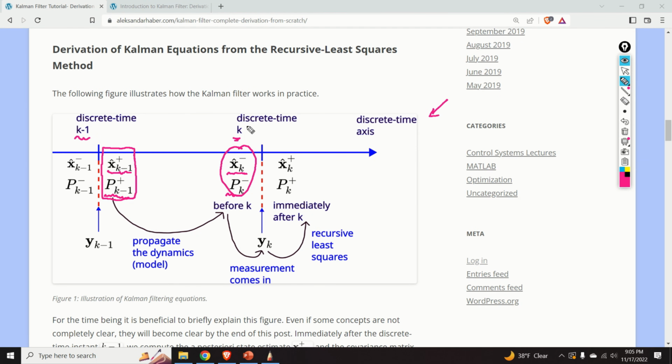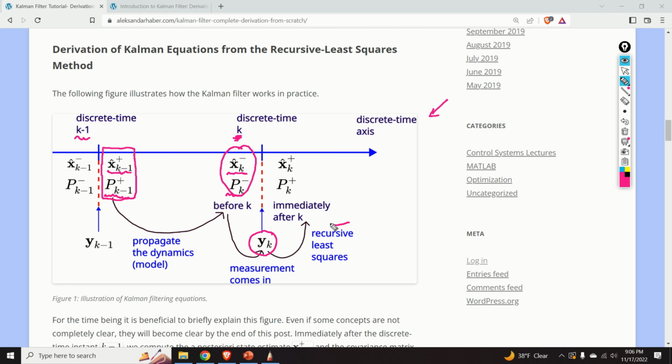Now, at the discrete time instant k, when the measurement yk comes in, we need to update this estimate, that is, this a priori estimate xk hat minus, and the a priori covariance matrix of the estimation error. We need to update them by taking into account the measurement. So how to do that?